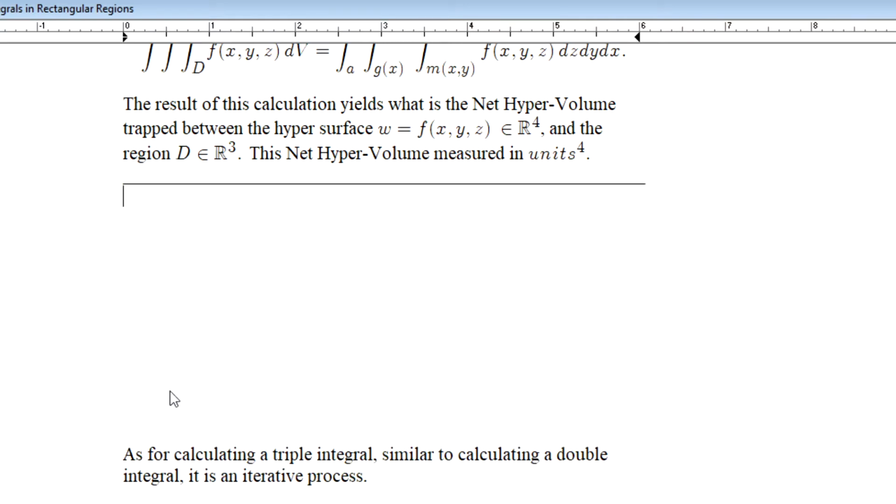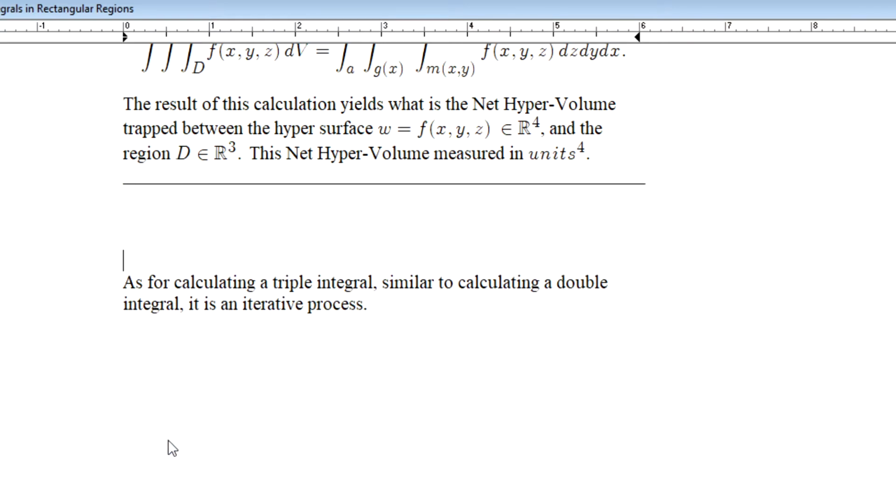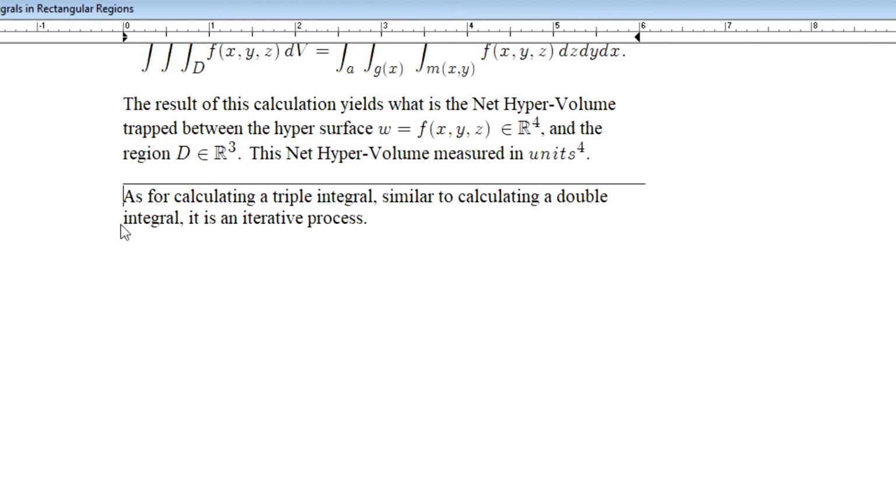I do have a couple of notes over this. First, let's consider just a quick calculation. As for calculating a triple integral, similar to calculating a double integral, it is an iterative process. As I've highlighted, you start with your inner integration, move to the middle integration, and then end with the outer integral in the calculation.